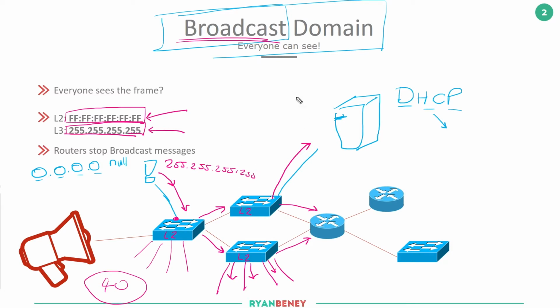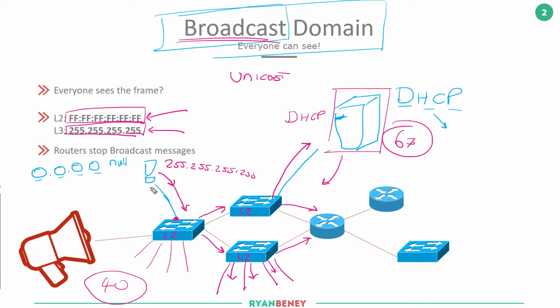However, let's say our DHCP request has actually reached the destination. The destination will listen for that frame on the correct layer 4 port, which I believe is 67, and send a Unicast response back to the PC itself. So that's an example of why we would need broadcast traffic.